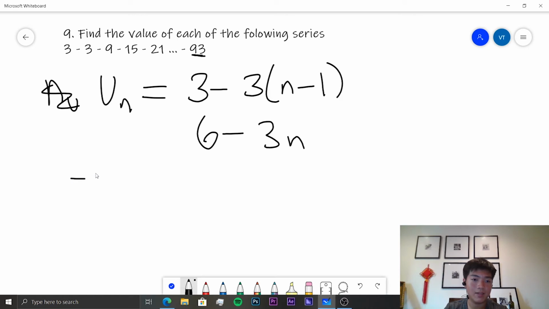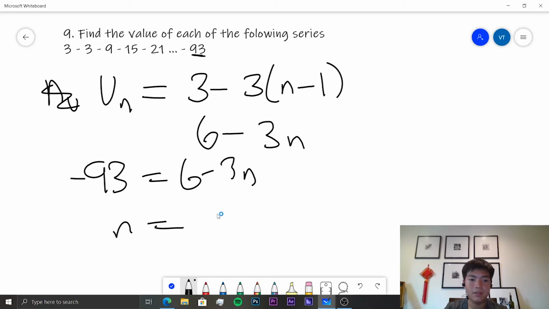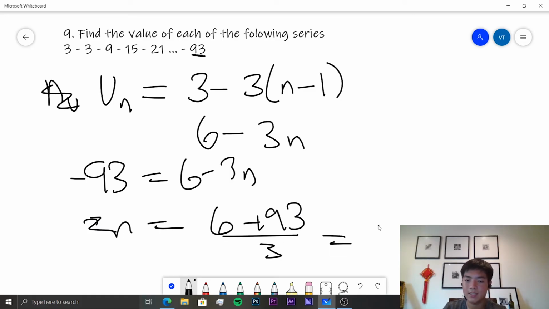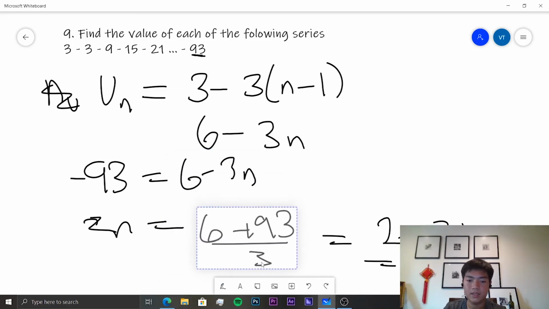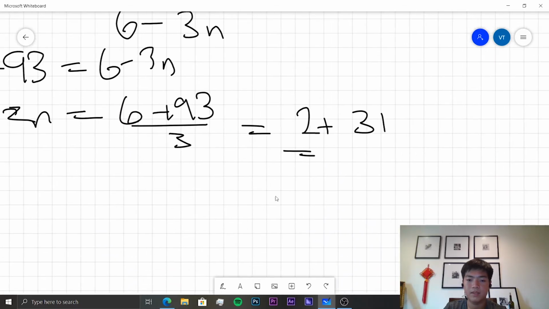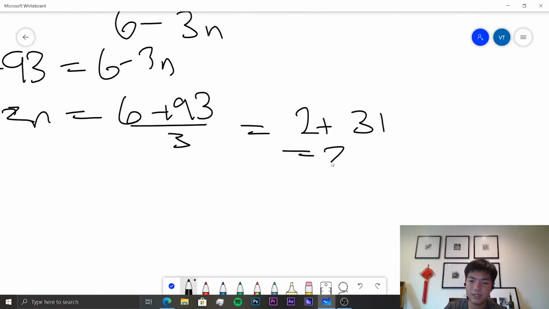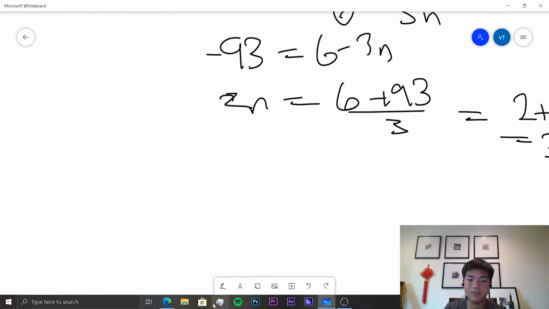So we have negative 93 is equal to 6 minus 3n. 3n is equal to 6 plus 93. So n is equal to 6 plus 93 divided by 3, that's equal to 2 plus 31, which is equal to 33. So it's the 33rd term. So we're summing the terms from 1 to 33.